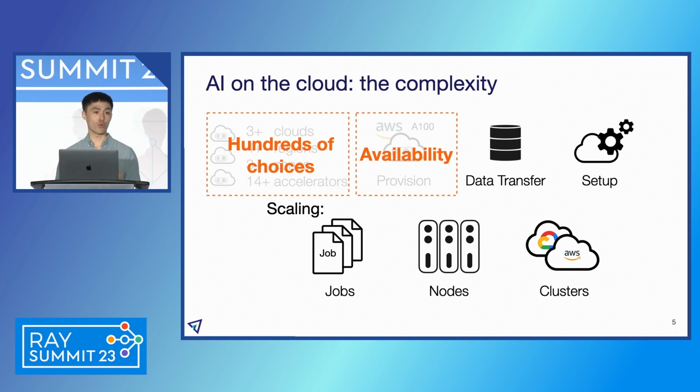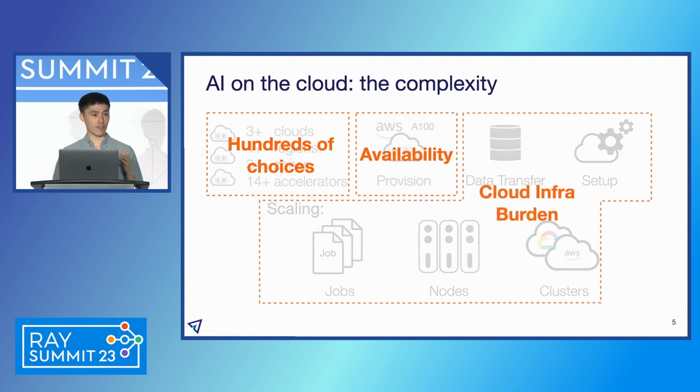The user may also want to scale out to multiple nodes in a cluster, and this requires all of the previous steps to be repeated. Finally, in today's multi-cloud era, the organization may have access to multiple clouds, and the AI user may need to learn different cloud APIs, which is a huge learning burden. So we see that there's a lot of cloud infra burden on the AI user. But these problems are equally applicable to the AI infra team or AI platform team, because these teams are responsible for building a system to solve all of these problems.